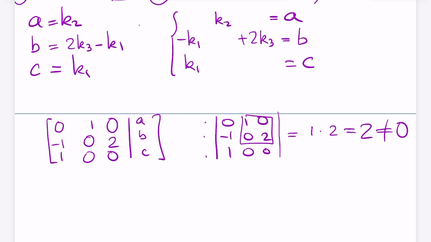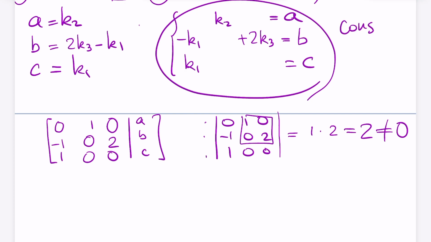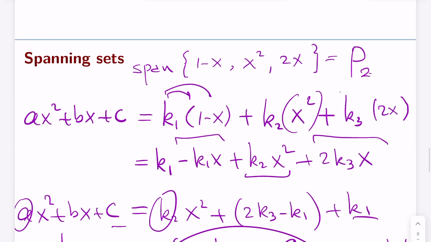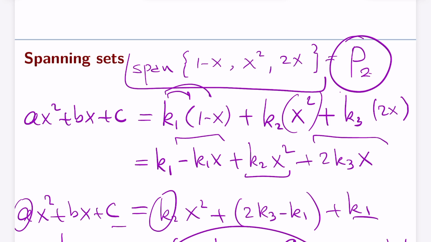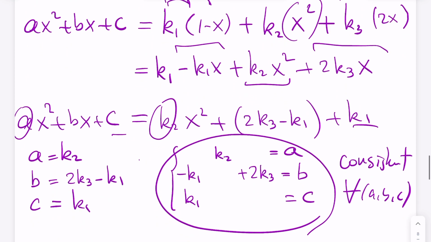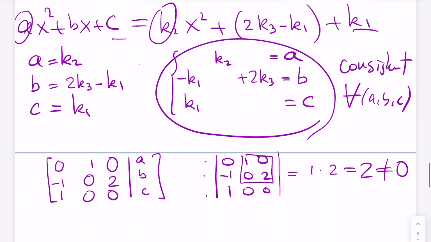So since this determinant is not 0, this system is consistent for all a, b, c, no matter what we put there. So that means the answer to the original question, does this set span the whole P2, is yes. Any vector that is a polynomial of degree less or equal than 2 will be spanned by these three polynomials.